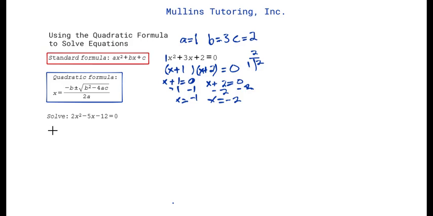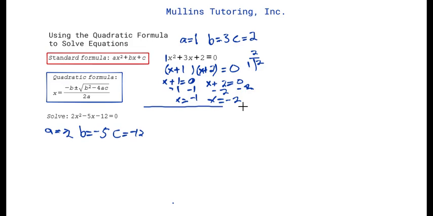So we have a problem here of 2x squared minus 5x minus 12 is equal to 0. And I can't factor it out the way that I just showed you, so I'm going to use the quadratic equation. First thing I want to do is find what each letter is. So a is equal to 2, b is equal to negative 5, and please make sure to take the sign with the number, and c is equal to negative 12.